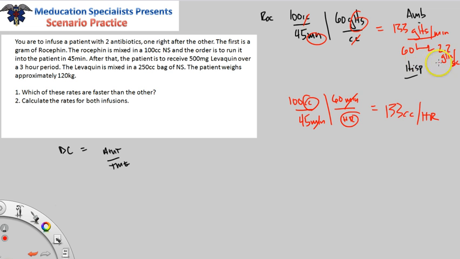If you divide that by 60, then you get 2.2 drops per second, so that you can eyeball the drip chamber. Okay, so let's do the second part here.